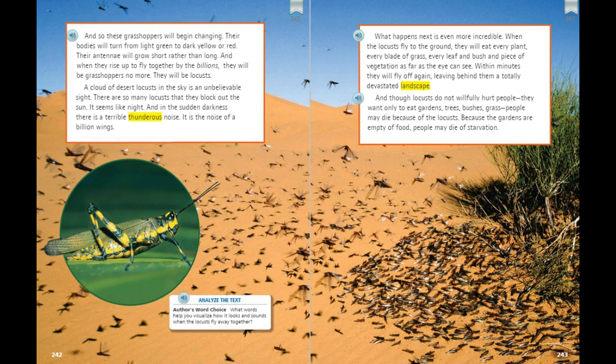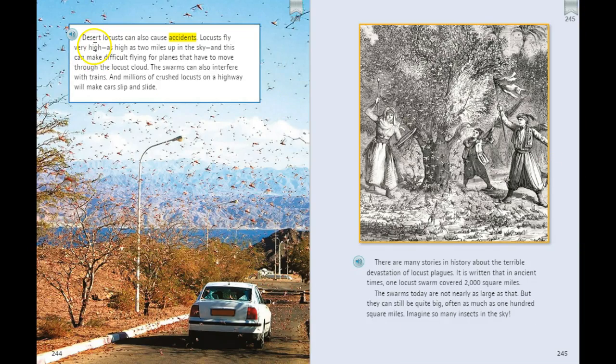How does the photograph on pages 242 and 243 relate to what is described in the text? Analyze the text. Author's word choice. What words help you visualize how it looks and sounds when the locusts fly away together? Why are swarms of locusts dangerous for cars?